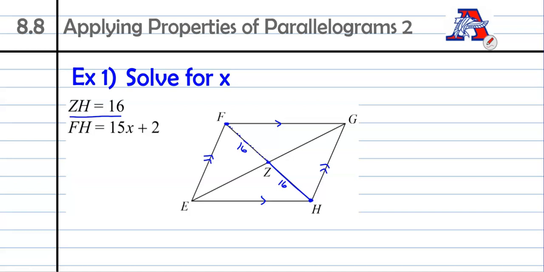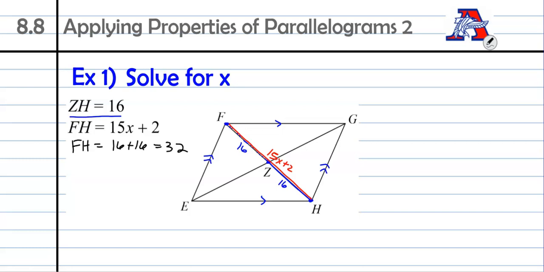And then the other bit of information they give us is that FH is 15x plus 2. So now they're giving us FH. So from here to here is 15x plus 2. Okay, well, do we have enough information to solve this problem? Absolutely. So we're given FH in two different ways. FH is 16 plus 16, which is 32. So FH, I'm just going to write it right over here, 16 plus 16 is 32.